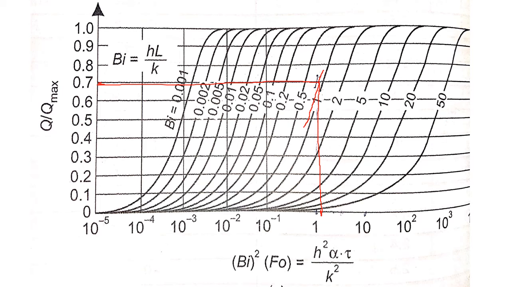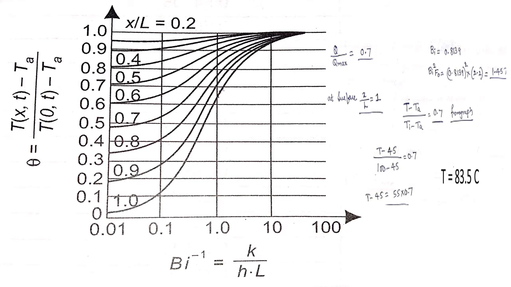So the last one, he has asked us to calculate the surface temperature. Again same here. In the graph he has given T of x,t minus Ta divided by T of 0,t minus Ta. In the first graph, we used T of 0,t as the center line temperature. So here x comma t indicates the surface temperature. In order to calculate the surface temperature, we are going to use this graph.